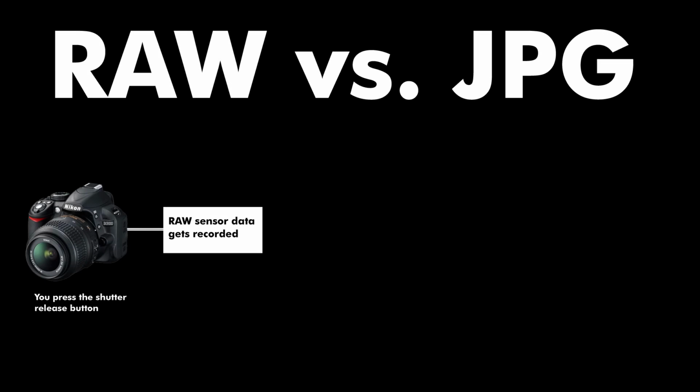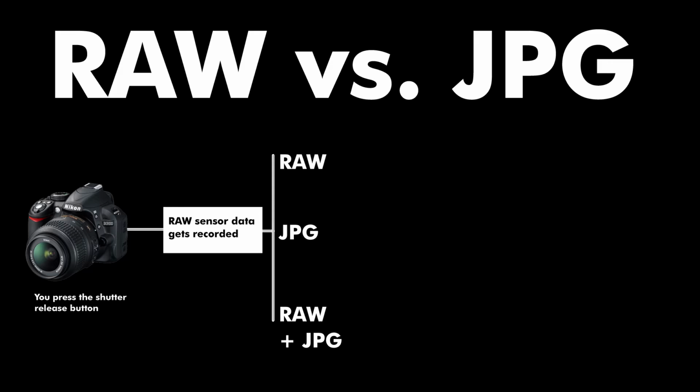Okay, so what happens when you press the shutter button and you take an image? Your camera sensor records RAW data. What happens after this depends on how you have set up your camera to either shoot only RAW, only JPEG, or RAW plus JPEG. Now, most people use or prefer JPEGs.